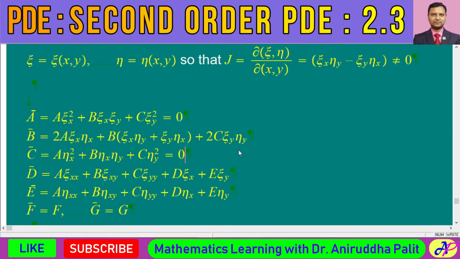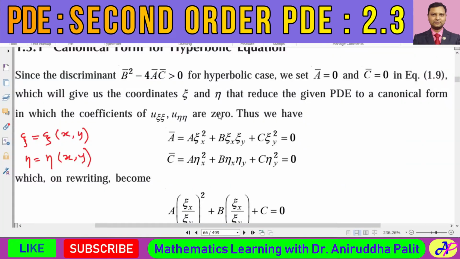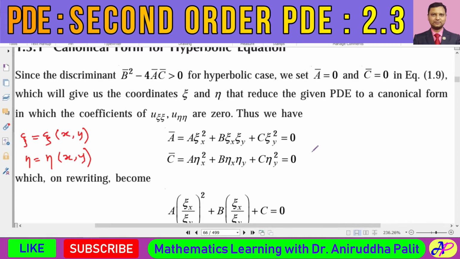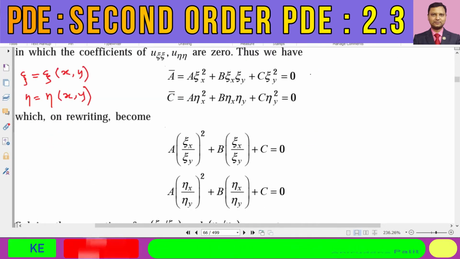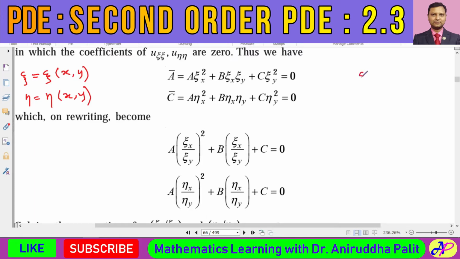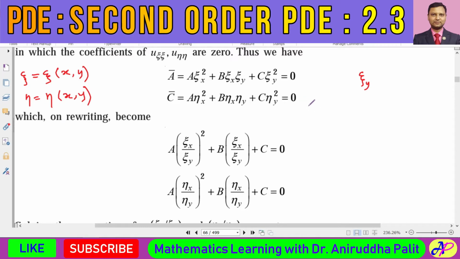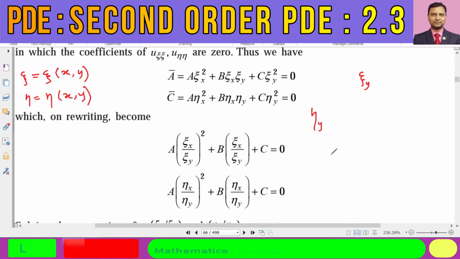If it is possible to choose xi and eta in such a manner that this a bar is equal to 0 and this c bar is equal to 0, then what would be its consequences? Let's check. This is the expression of a bar and c bar, and if these are equal to 0, then we can divide this first relation by xi y squared, and we can divide this second relation by eta y squared.